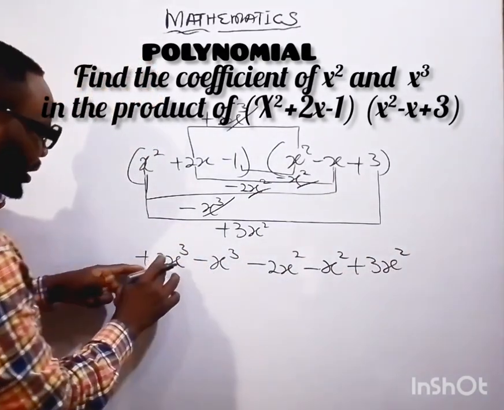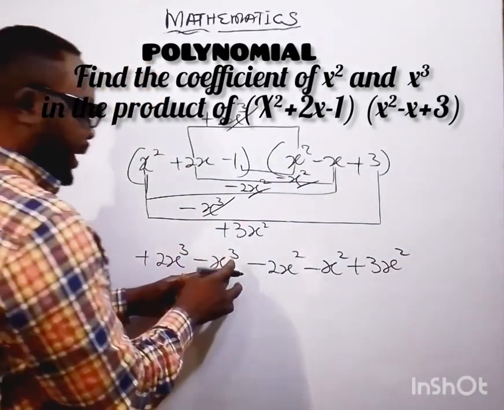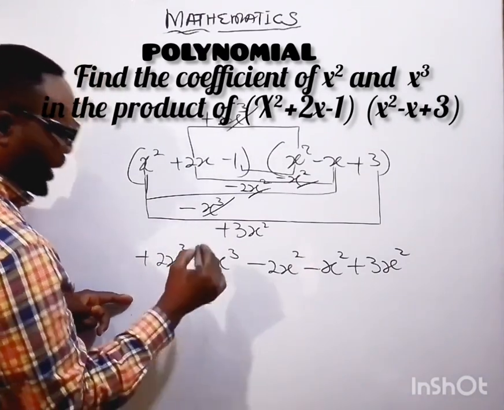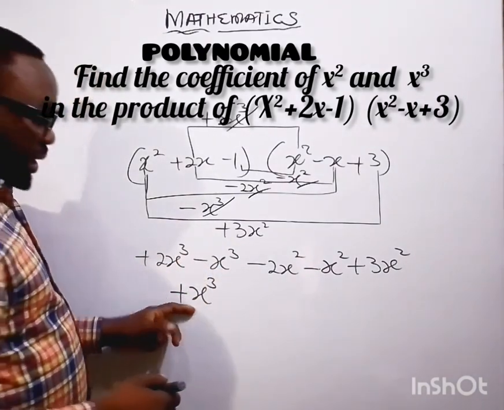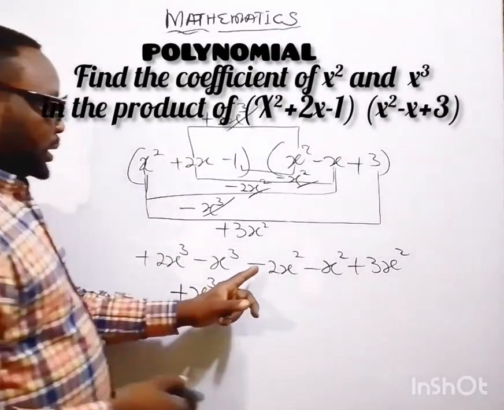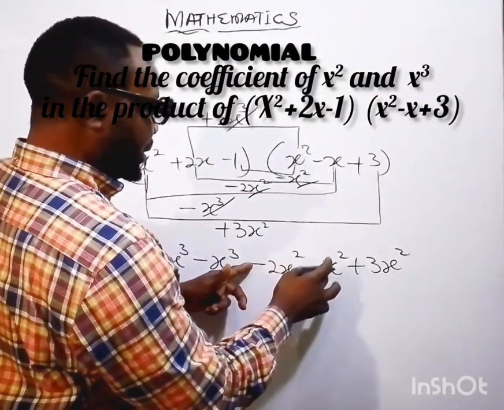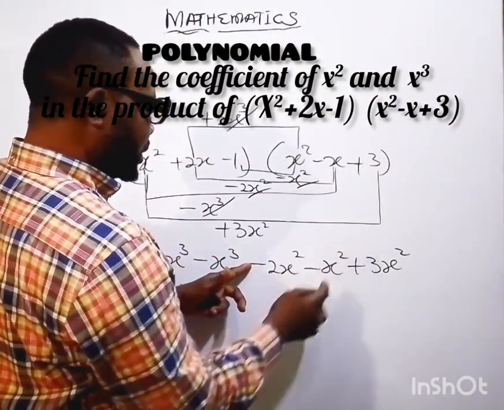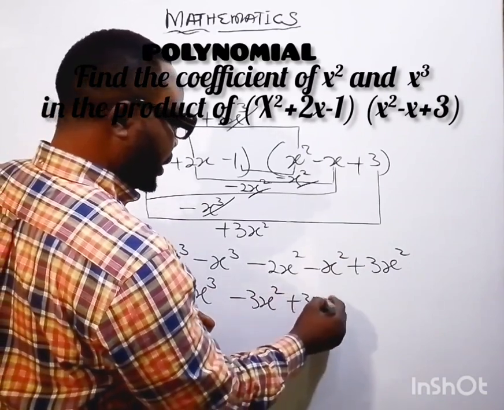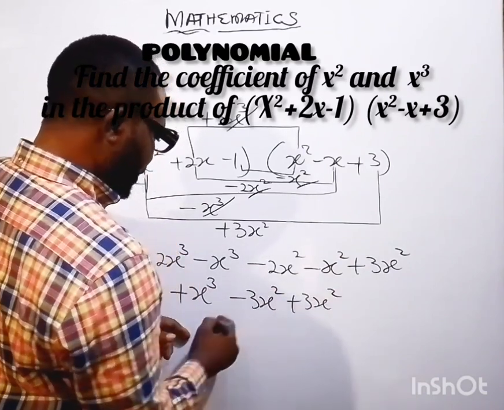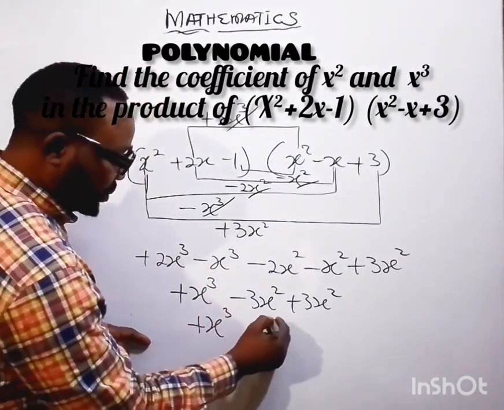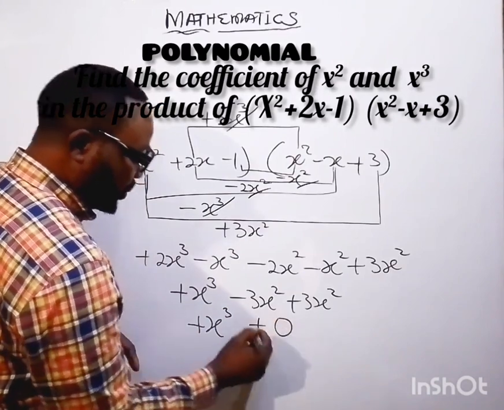So I'm having here now plus 2x raised to the power of 3 minus x raised to the power of 3. That will be equal to plus x raised to the power of 3. It should be plus 1 x raised to the power of 3, but we all know that there's a coefficient here which is plus 1. Now, minus 2x raised to the power of 2 minus x raised to the power of 2, that will be minus 3x raised to the power of 2, plus 3x raised to the power of 2. That will be equal to 0. We are having the answer to be plus x raised to the power of 3, then 0. We have a plus 0 as well.